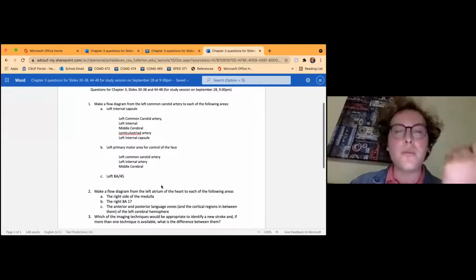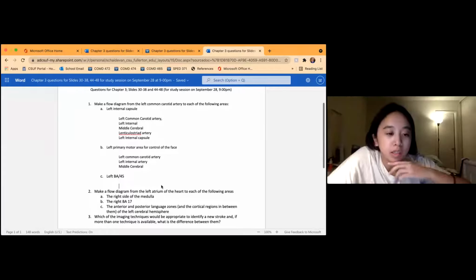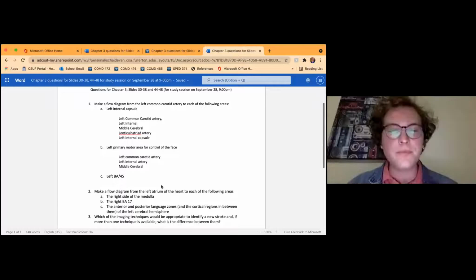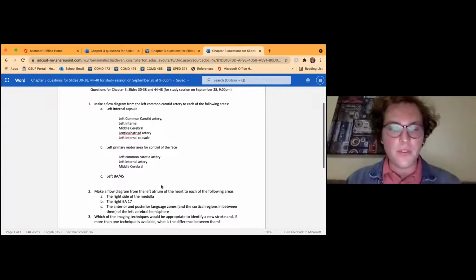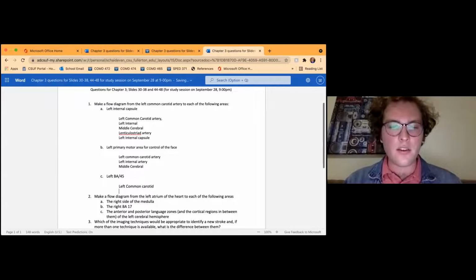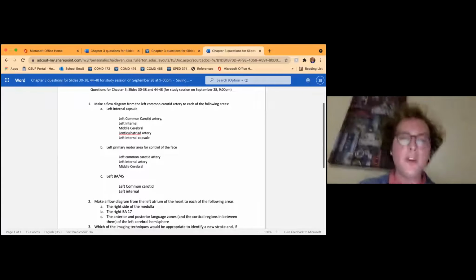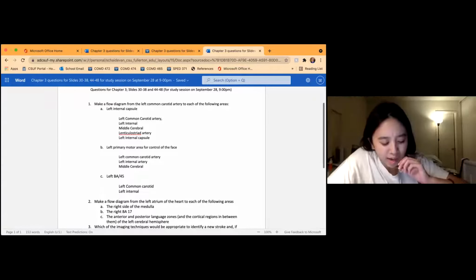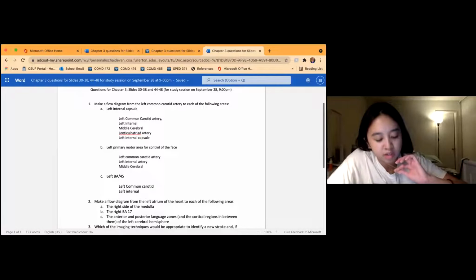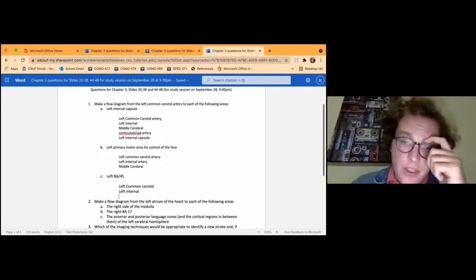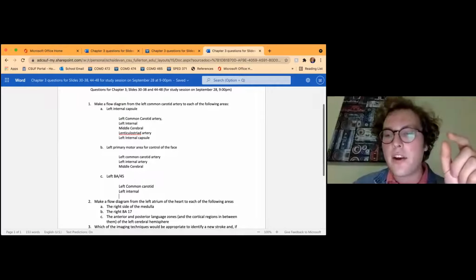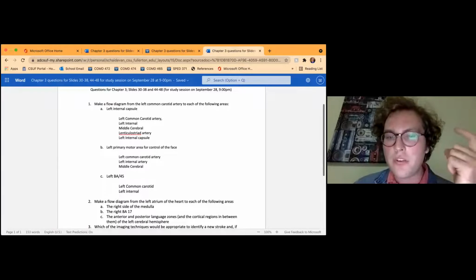Cool. Should we go on to letter C? Yes. Okay, so that's Broca's area, right? And that's on the left. So we have left common carotid, and then left internal, and then that's also middle cerebral. Could it be anterior cerebral or no? Because actually I'm not sure. I think you're right. It's an associated area to the motor strip.